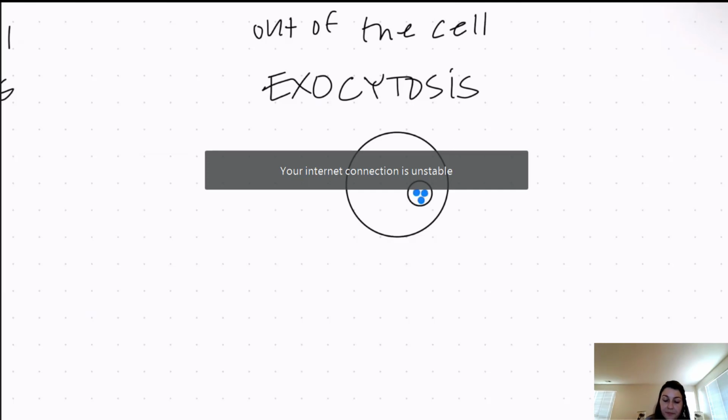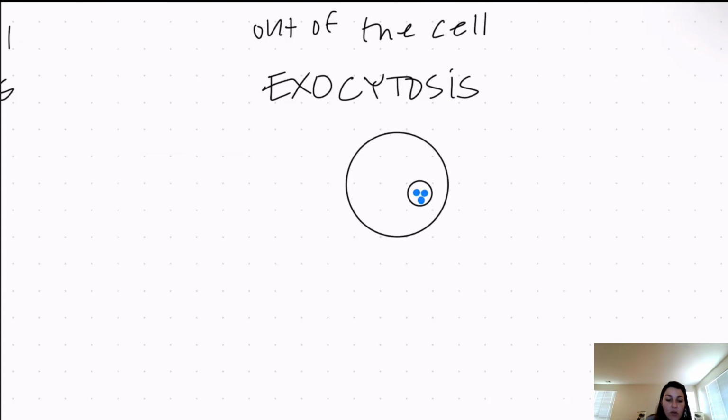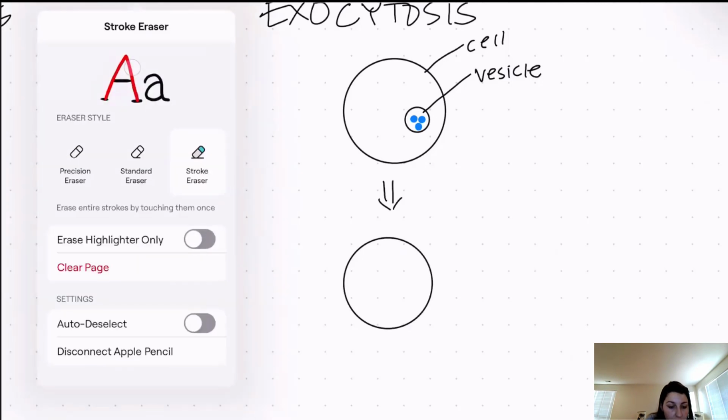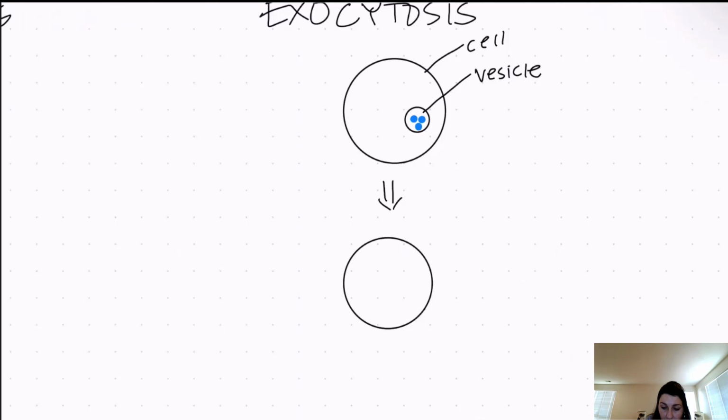Boop, boop, boop. Let me label that vesicle. That's a vesicle. Vesicles are how we transport stuff in the cell. This is a cell. So what happens is that vesicle also has a membrane, so that membrane will fuse with the plasma membrane. So let's draw this. That vesicle fuses with the plasma membrane. So it kind of goes like this.